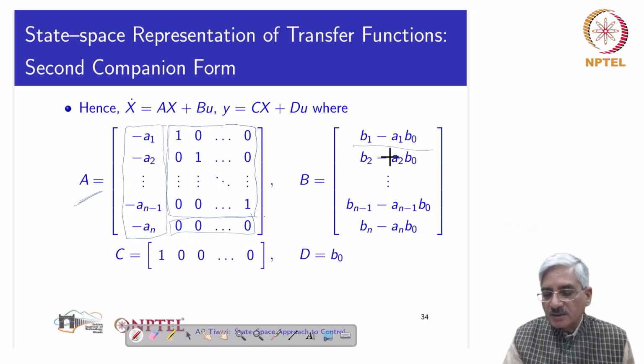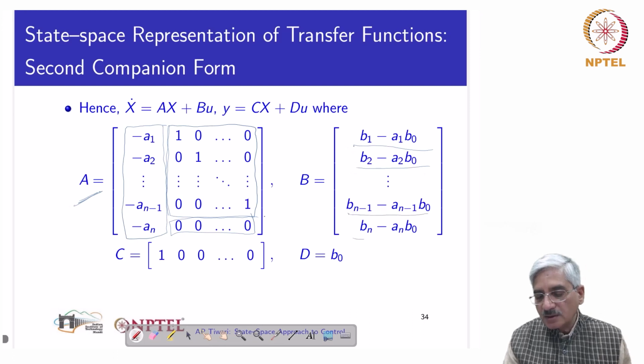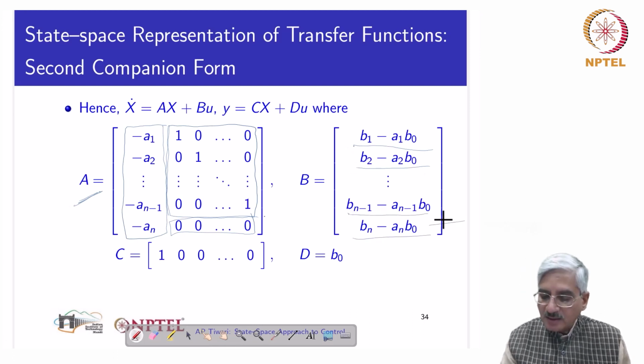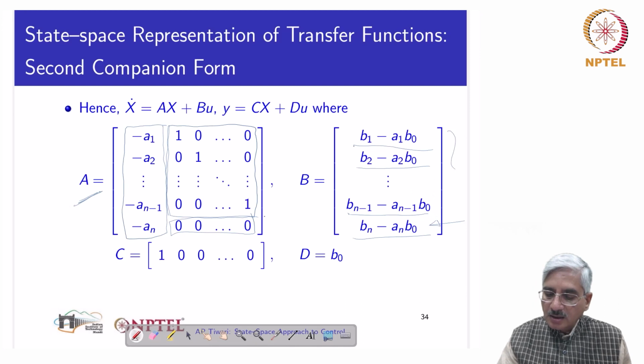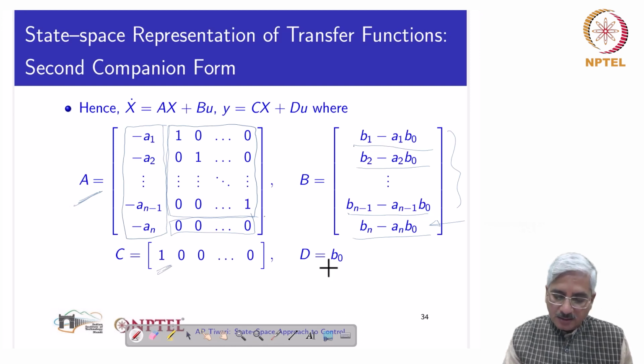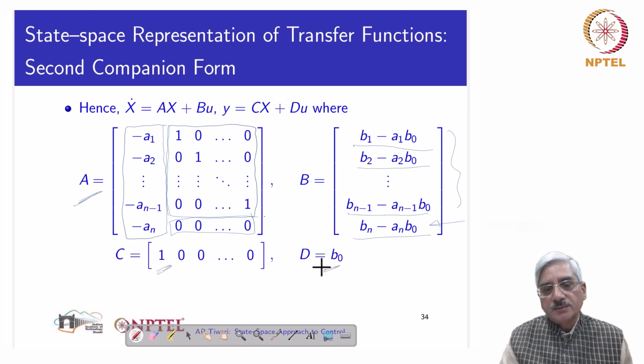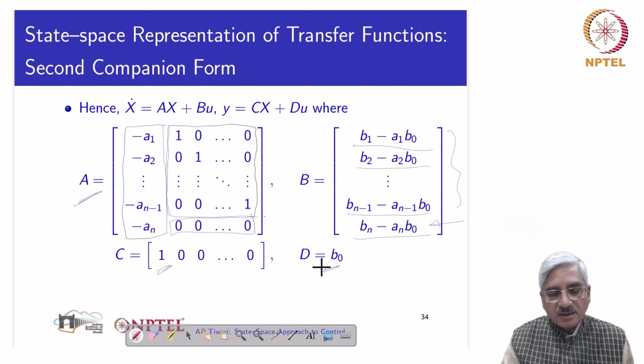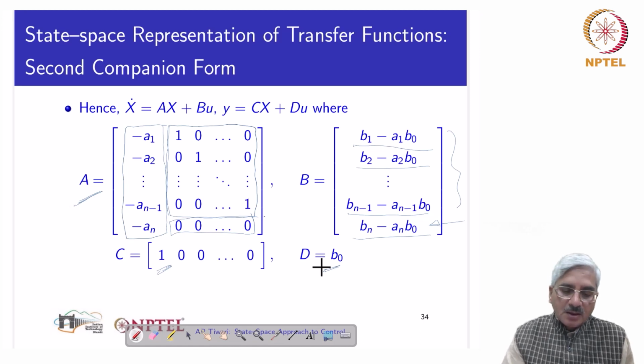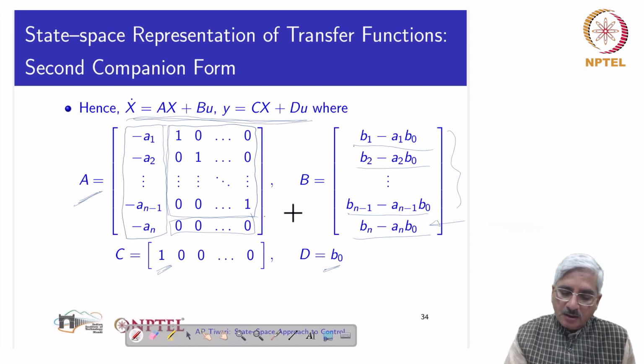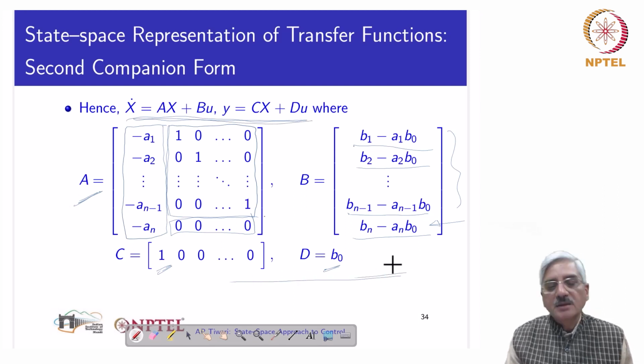The B matrix of course is different. In the B matrix in the first companion form, only the last entry was non-zero and all other entries were 0. Here all entries are non-zero. The C matrix is identical, and the D matrix is b0. So we have represented the general nth order system given by the transfer function G(s) in the state space representation like this, where the A, B, C and D matrices are given here.